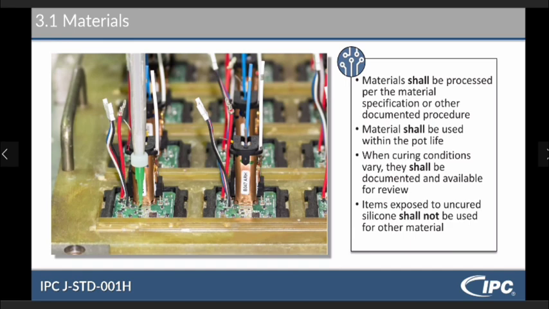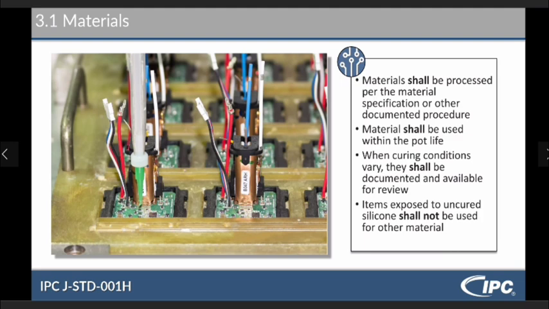When curing conditions vary, they shall be documented and available for review. So if for some reason your temperature went up in your room, or humidity increased, or the oven was just calibrated or approaching calibration, they shall be documented and available for review, just in case there's something wrong with it later, or if they need to investigate what happened. You need that documentation.